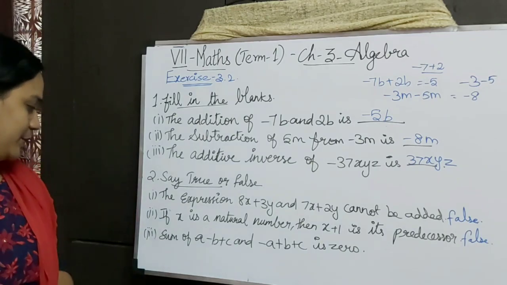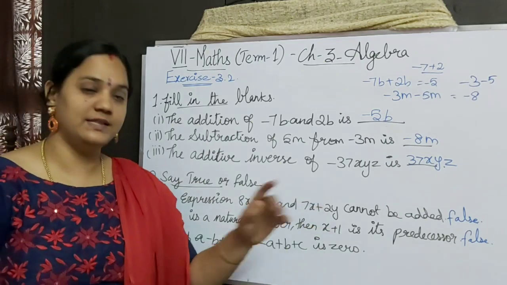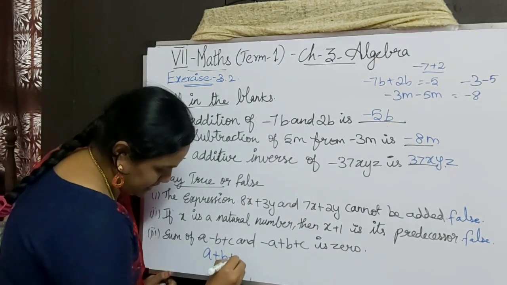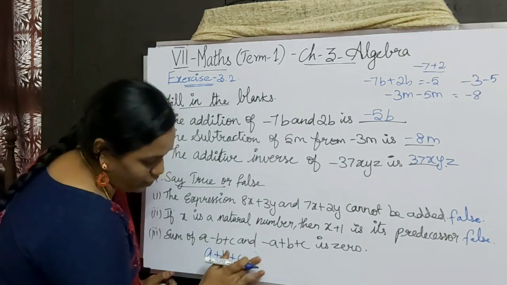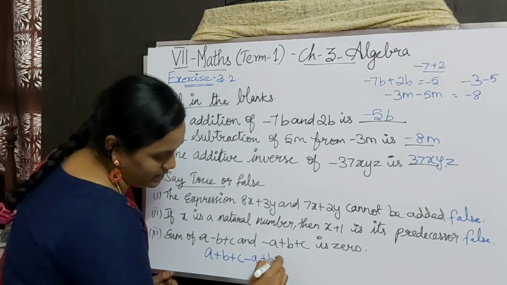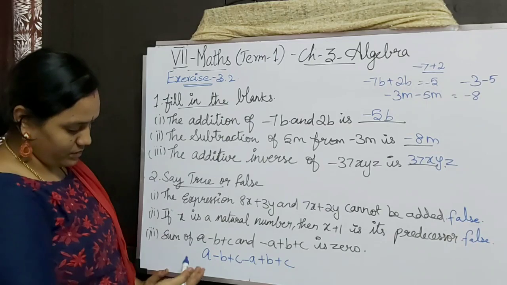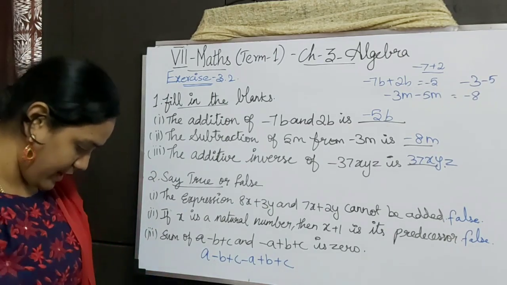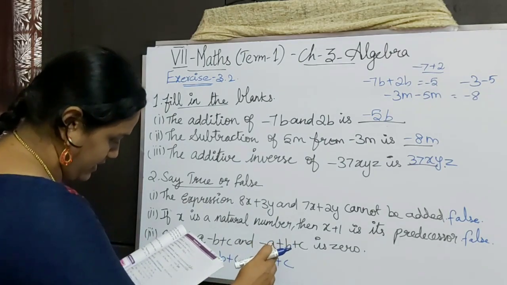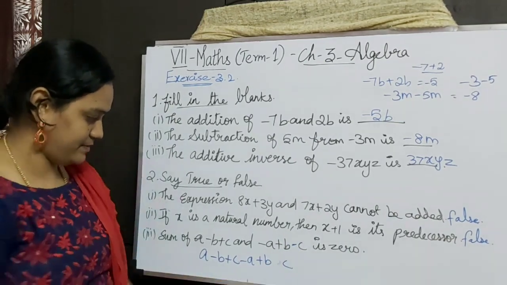Okay. So the third one, sum of a minus b plus c and minus a plus b plus c is 0. Shall we work it out and find out the answer? Yes. So a plus b plus c plus, here we are going to add only. So we can write the numbers as it is. So minus a plus b plus c. Okay. So here a minus, let me check the question again. A minus b, here I have written the question wrongly. Okay, here minus should come. So now we have to write minus here.